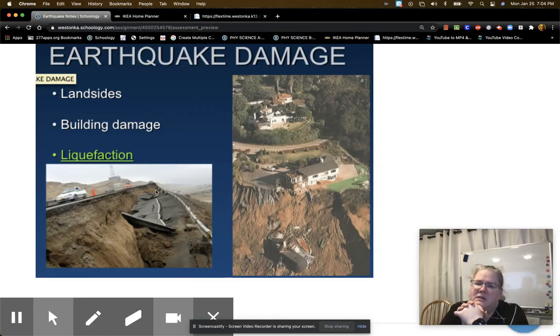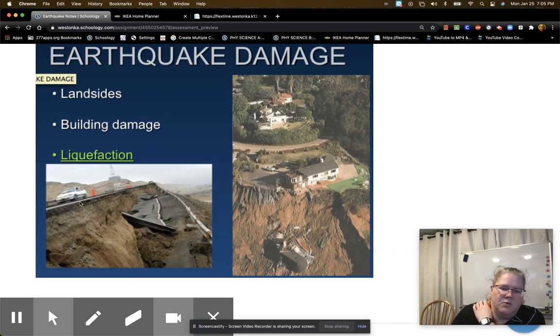Well, if you build a house or a structure on waterlogged sand, it's pretty stable until you start to shake it. Then the particles start to flow out, leaving the water behind because you can't compress water, and stuff sinks down into it, and that's liquefaction.